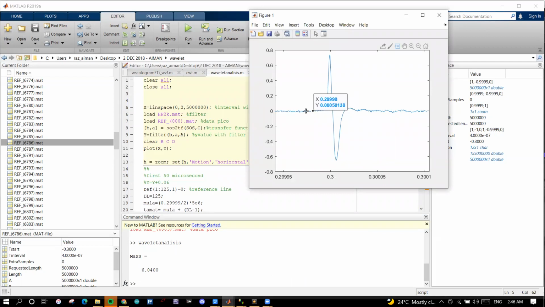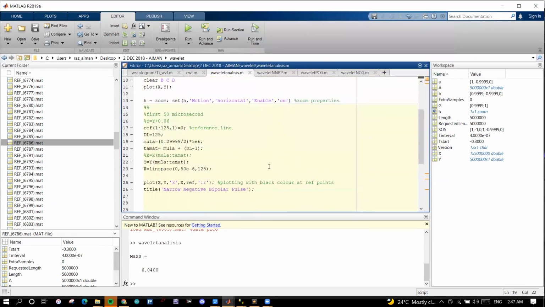Okay, so after running the first section, it will show me this kind of graph. Okay, and I want to select the starting point to be around this level. So this level holds the value of x 0.29999. So I take this value and put it into the next section here.